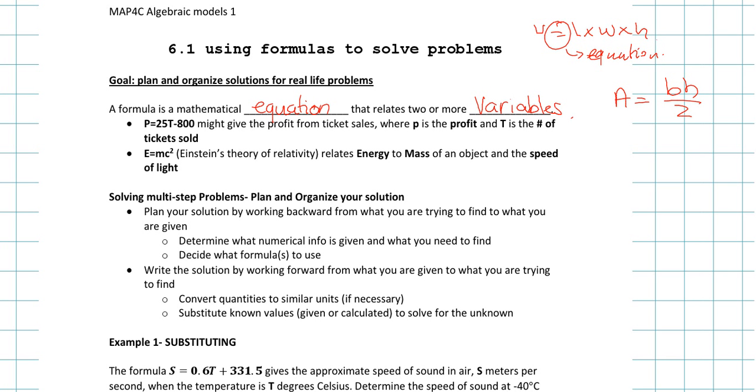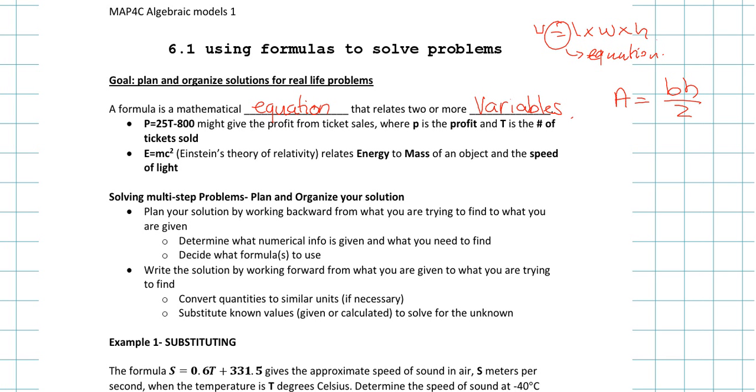So you're going to be solving word problems, where I give you the formula, and then you have to use the given information to solve for something in the formula. Let's say in the example of A equals BH over 2, I might give you the area and the base, and you have to solve for the height. Or I might give you the height and the area, and you have to solve for B. Or I might give you B and H, and you have to solve for A. So it depends on what's given to you and what you're looking for.